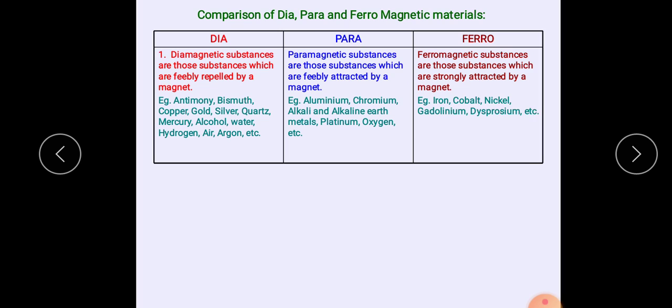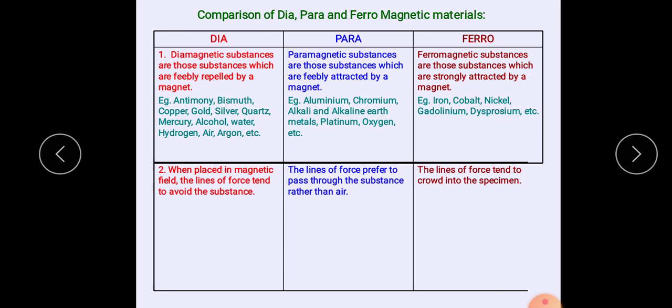The first point: diamagnetic substances are those substances which are feebly repelled by a magnet, and the examples are antimony, bismuth, copper, gold, silver, quartz, and so many more. Paramagnetic substances are those which are feebly attracted by the magnet, and ferromagnetic materials are strongly attracted. Second point, when placed in a magnetic field, the lines of force tend to avoid the substance.